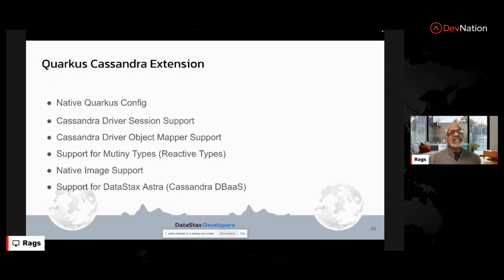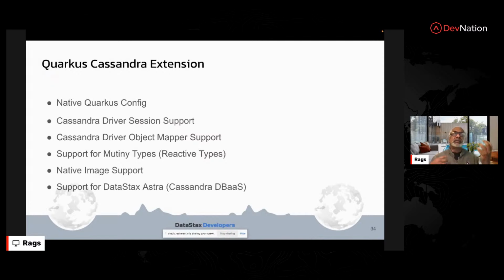So what does the Quarkus Cassandra extension do? Basically, it's a driver. It is a native Quarkus configuration. It provides session support, and we'll see all this in a second. It provides its own object mapper. And what do I mean by the object mapper? It's pretty obvious, right? Essentially, it provides you a mapping between the database and the object, and we'll see what those are in a second. It also supports Mutiny types.